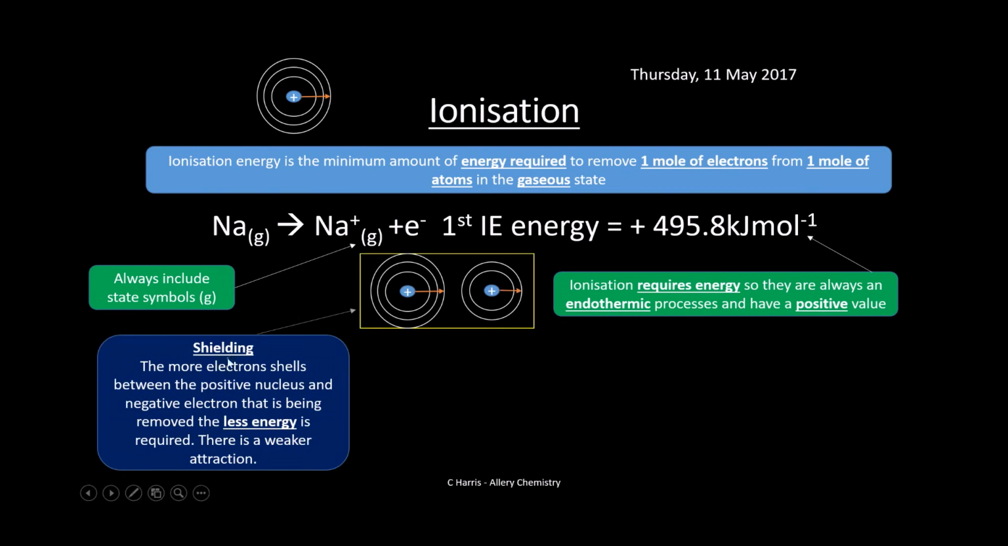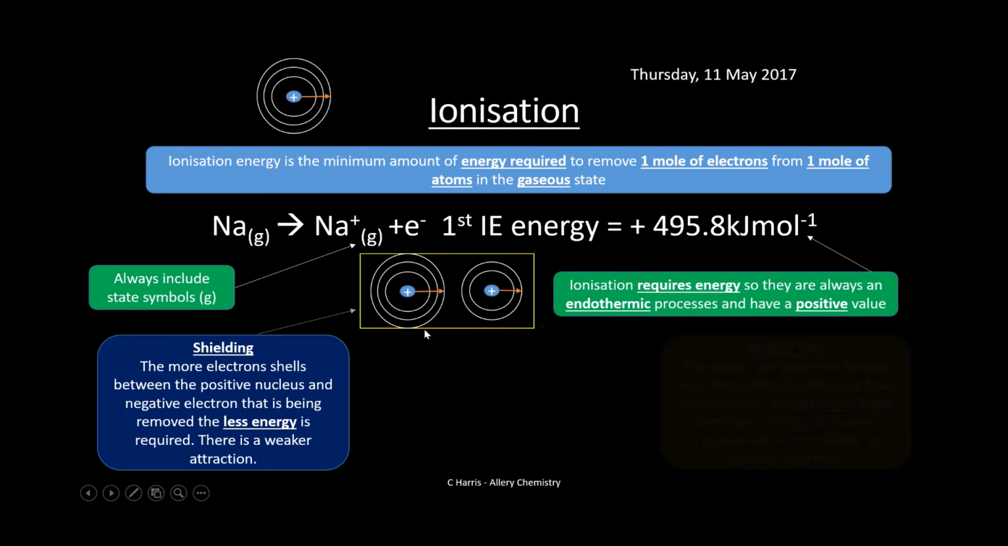Shielding, right, you'll see this a lot in this video. Shielding, you'll be sick of hearing it, I imagine. So the more electron shells we've got between the positive nucleus and the outer electron, the easier it is effectively to remove it. There's a weaker attraction. This is because we've got more shielding. So shielding is just the effect of the electron shells between the positive nucleus and the outer electron. So you'll see that quite a bit.